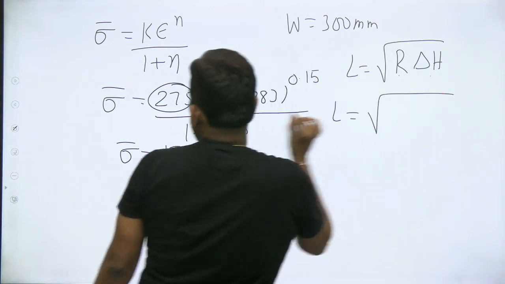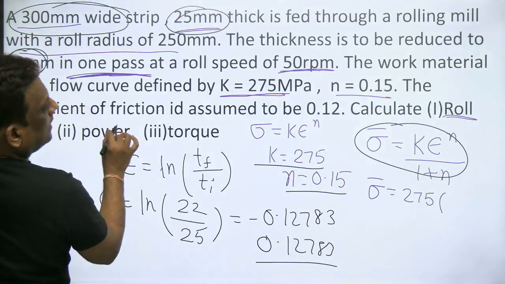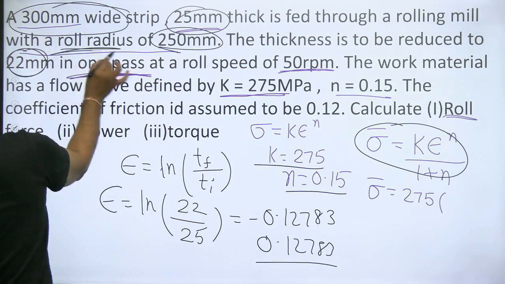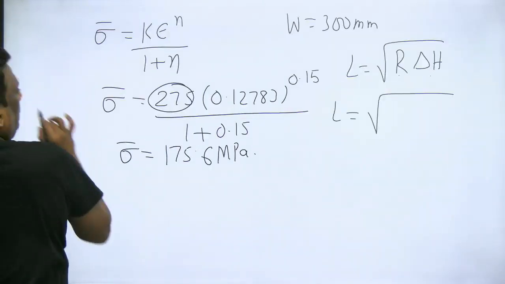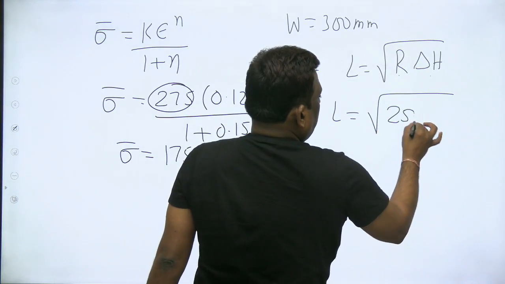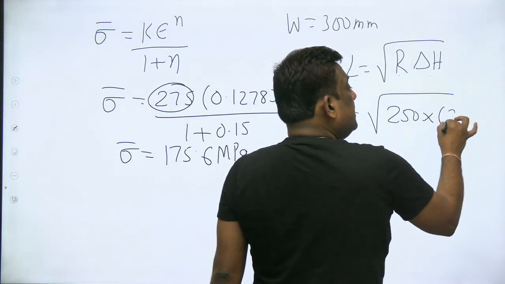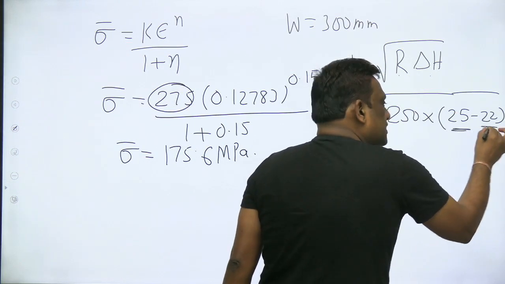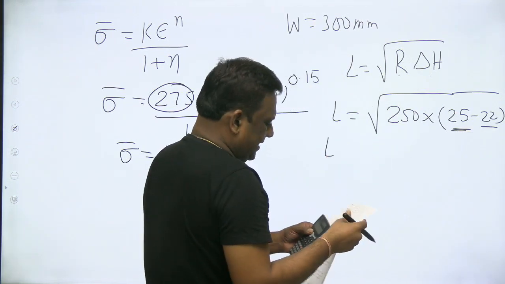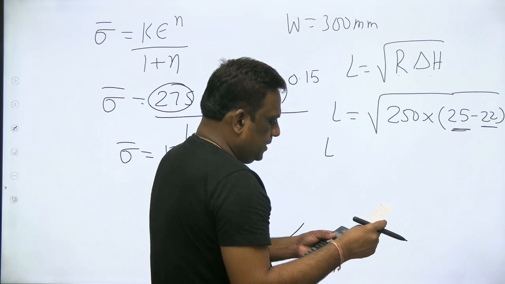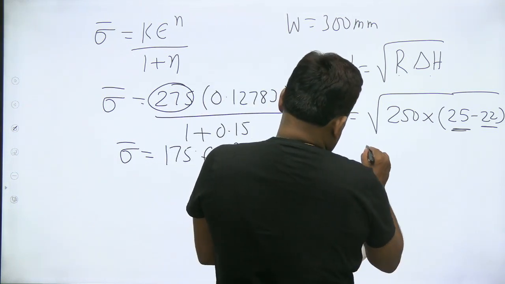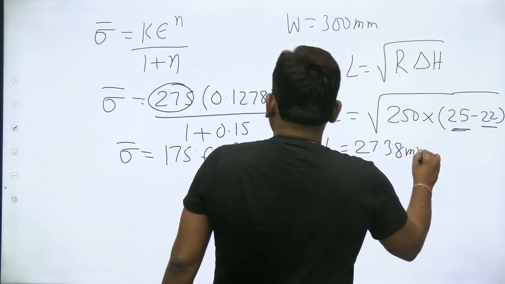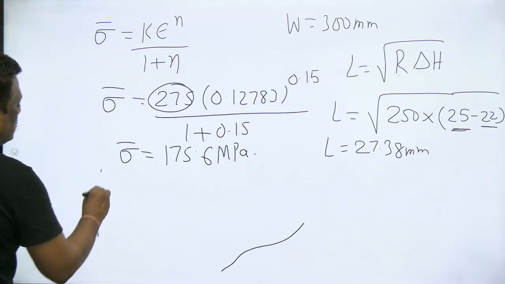So radius of the roll. What is the radius of the roll? How much is the radius? One second. Yes, the radius of the roll is 250. So 250, and the reduction in thickness is 25 minus 22. Initial thickness is 25, final is 22. So if you are calculating this, I'll use the values directly. So you are getting this as 27.38 mm. So now I can calculate the roll separating force.